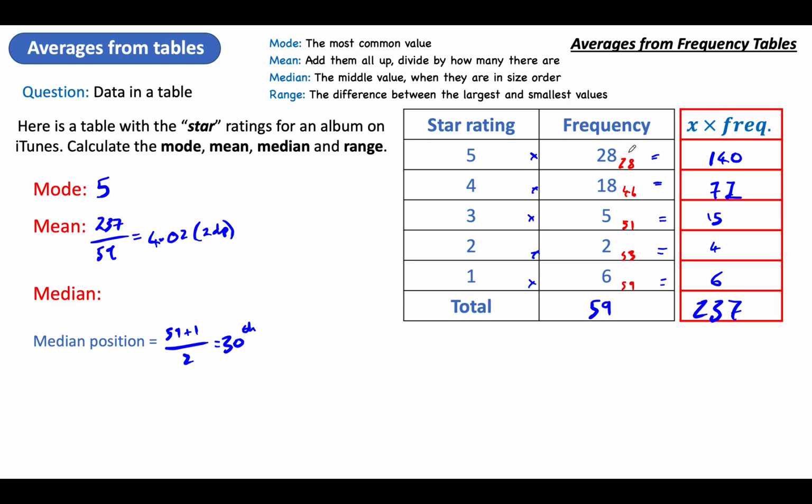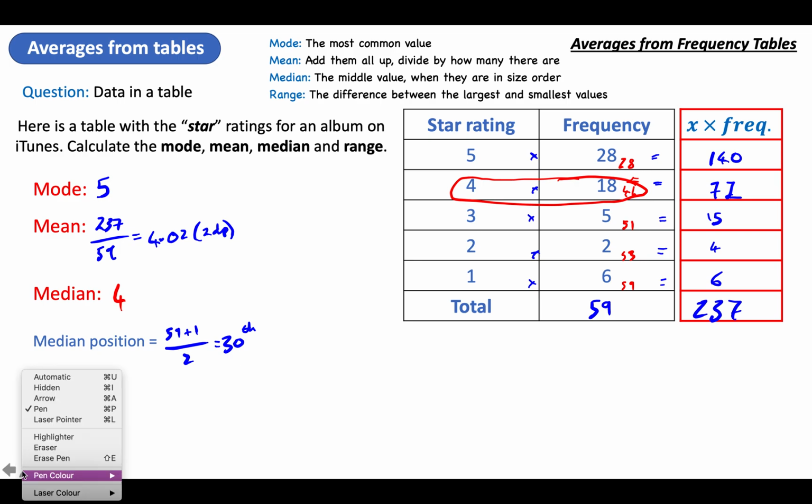Where is it? Well, the first 28 are in this row here. The next 2 is in here. The 30th one is somewhere in this category, isn't it? It's somewhere in there, because the 29th up to the 46th ratings are all there, and they're all 4 stars. So my median is 4, and I don't know why I've written it in red, but there we go. Doesn't matter.